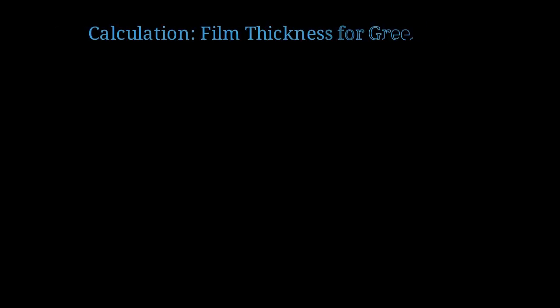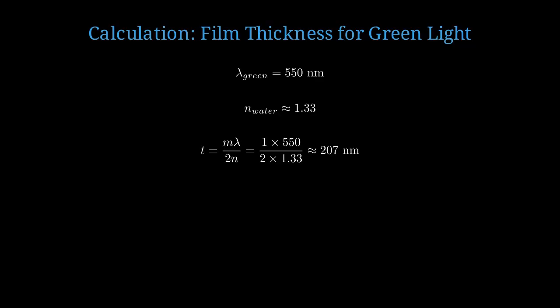Let's calculate the film thickness needed for constructive interference of green light. Green light has a wavelength of about 550 nanometers. The refractive index of water is approximately 1.33. For the first order, m equals 1, we get t equals 550 divided by 2 times 1.33, which is approximately 207 nanometers. That's incredibly thin, about 1/500th the thickness of a human hair.